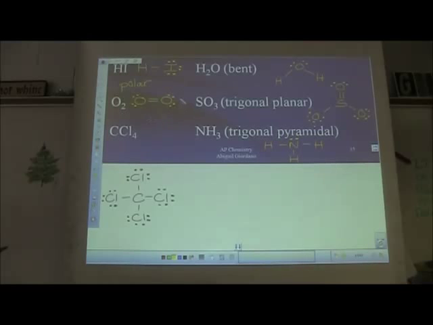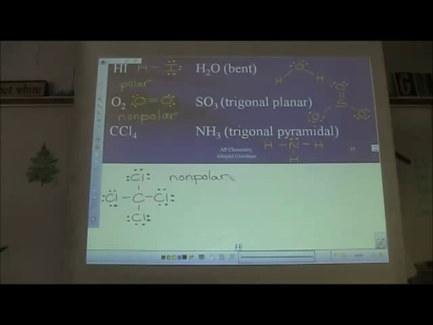What about O2? Non-polar. Okay. Very similar answer. This molecule contains only one bond, and that one bond is non-polar. Okay. How about this molecule? CCl4. Non-polar?